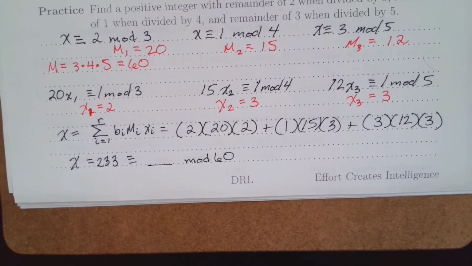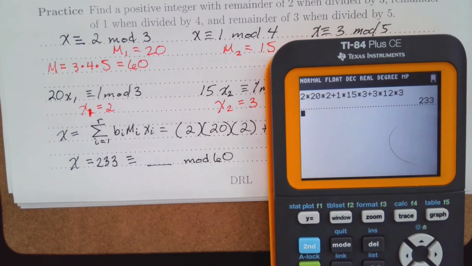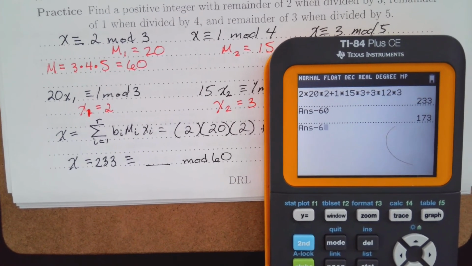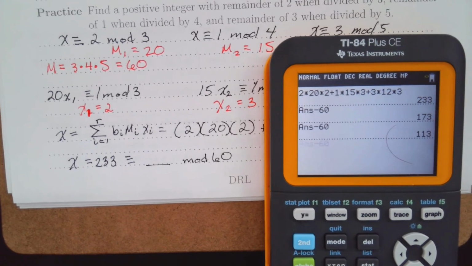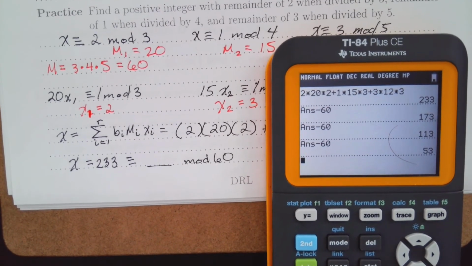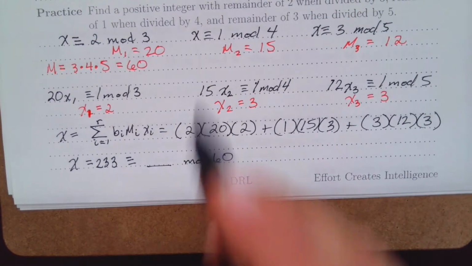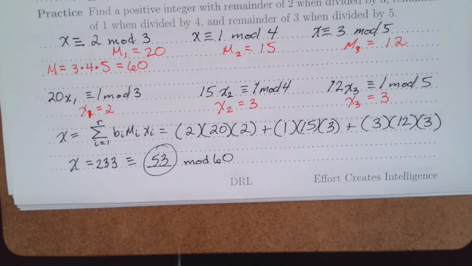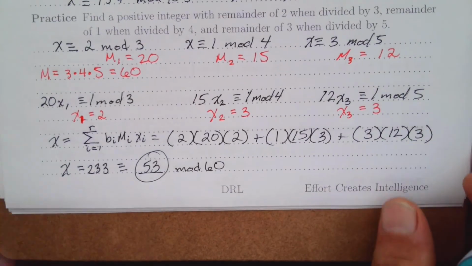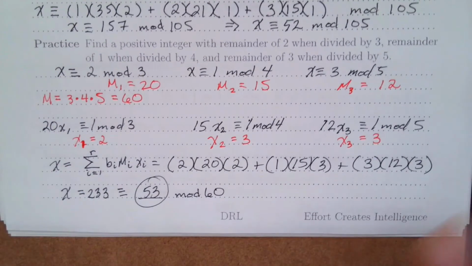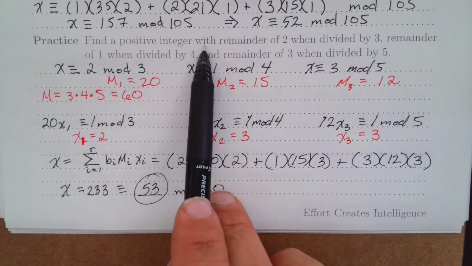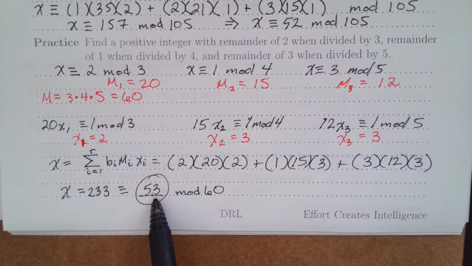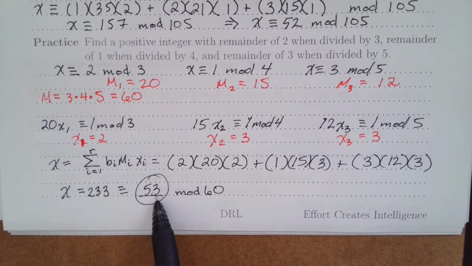And in order to find that least positive solution, well, I can take that 233 and subtract 60 once, subtract 60 twice, and subtract it thrice. And I see that my solution is going to be 53, or my least positive solution. It really says find a positive integer. Well, 233 would work, but 53 is generally the preferred answer so that you give the least positive one.